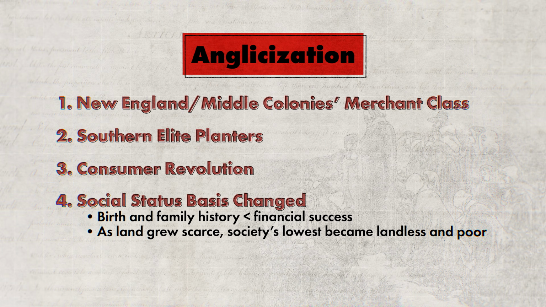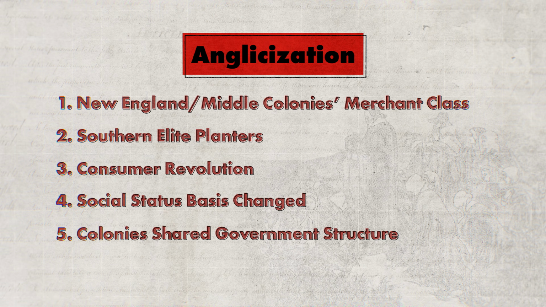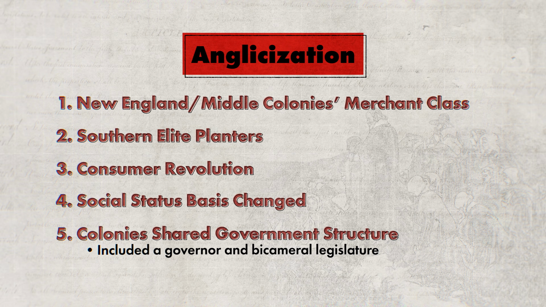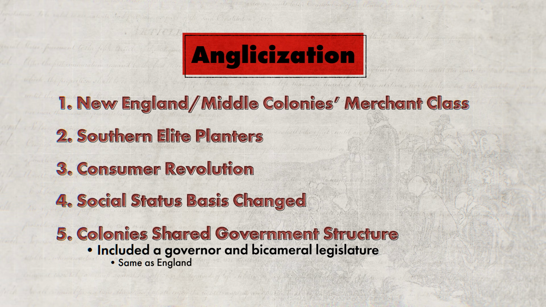Additionally, by the end of this period, all the colonies shared the same basic government structure, which included a governor and a legislative body divided into two houses, which was the same structure of government in England. Now, to be clear, there were differences between Britain and the American colonies with respect to who appointed those governors and the members of the legislative bodies, but the structure was very British in nature, even if the more local forms of government were more American and representative in nature.